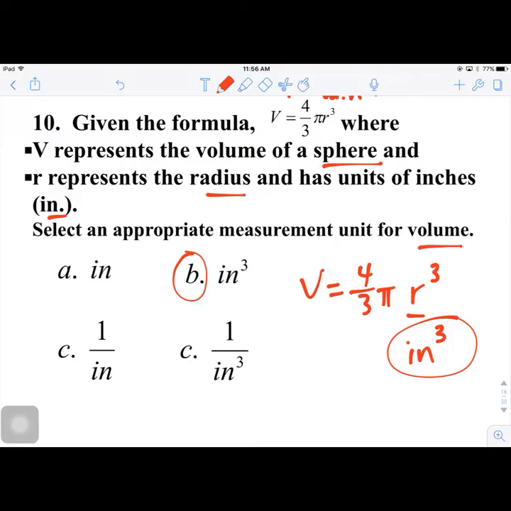Number 10, given the formula, volume equals 4/3 pi r cubed, and it's asking for the unit of measurement for the volume. So since we know the volume is 4/3 pi r cubed, the only variable is r in this case, and is represented by inches. So therefore, the unit of measurement will be inches cubed, which is answer choice B.